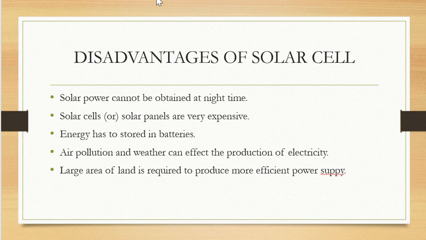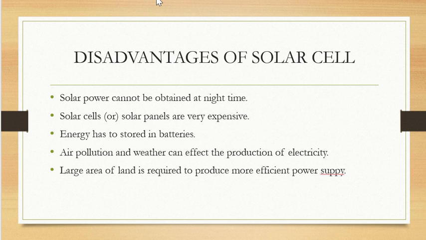Let's know some of the disadvantages of solar cell. Solar power cannot be obtained at the night time. The solar power which we gain from the solar cell could be done only at the daytime, and this process doesn't work at the time of night.